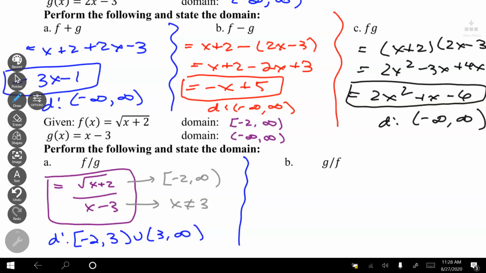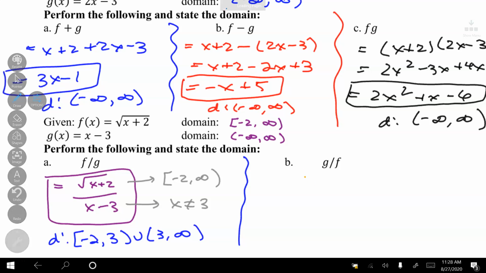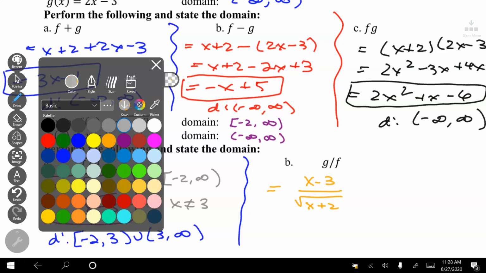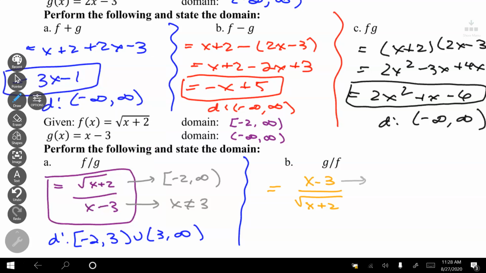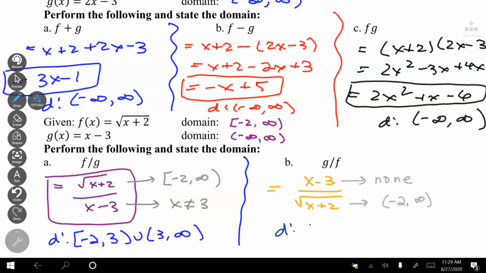Now we're going to do the other way. We're going to do g over f, or g divided by f, and g's on top, so that's x minus 3, and f's on the bottom, so that's a square root function. And again, if I look carefully at this, x minus 3 is in the numerator. There is no restriction. But this one on the bottom, oh yeah, when it's in the bottom, it can't be brackets anymore. It's -2 to infinity with the parentheses. So my domain for this whole thing is going to be parentheses -2 to infinity.